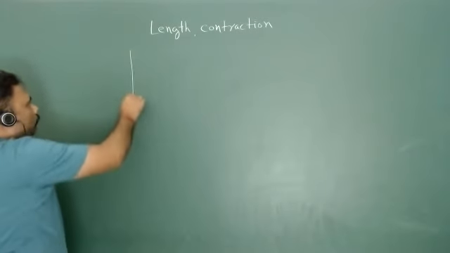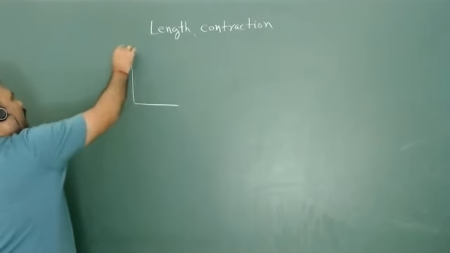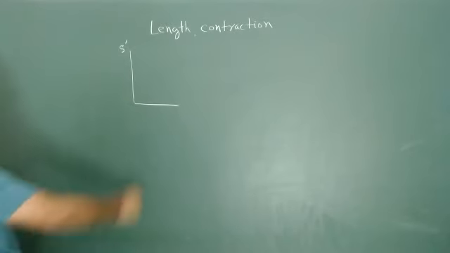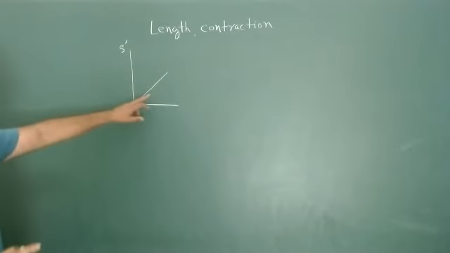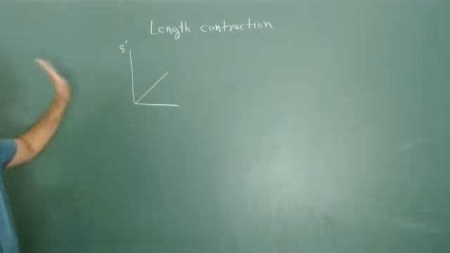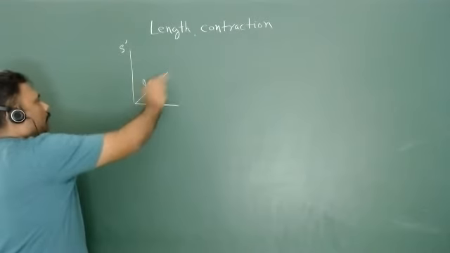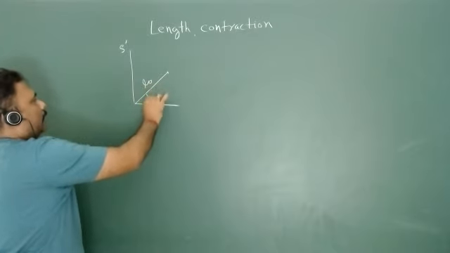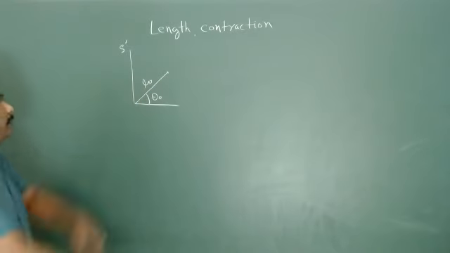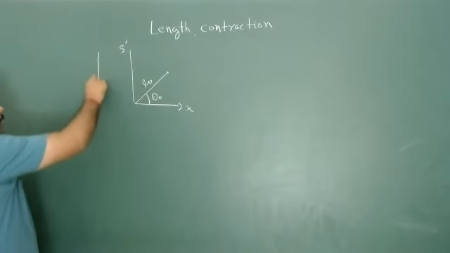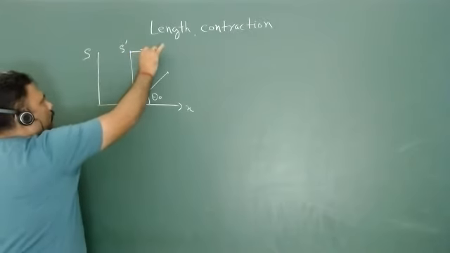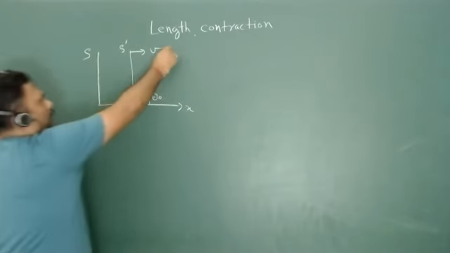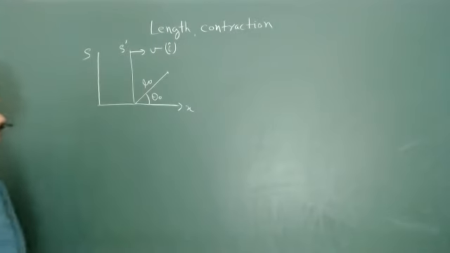Okay, good. So we have one frame. Let's say this is my S dash frame. And there is a rod of proper length L0. So please remember, this is rod proper length L0 with respect to S dash frame. This length is proper length L0 and making some angle theta naught with respect to x-axis. And this is my S frame, and S dash is moving with respect to S frame in i cap direction. So it's very interesting.